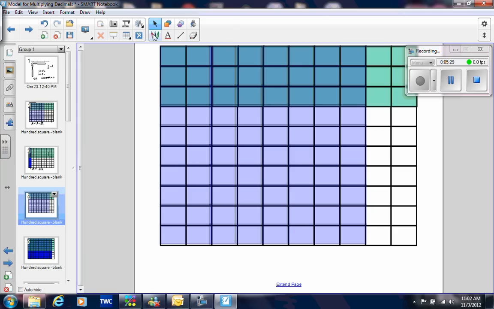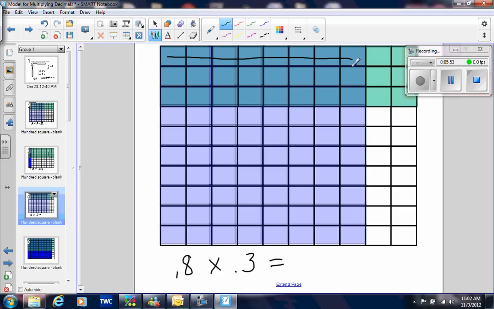1, 2, 3, 4, 5, 6, 7, 8 tenths multiplied by 1, 2, 3 tenths is equal to 8 across this top row. That's 8. There's 16. There's 24. 24 hundredths. And those are hundredths because it's each one of these little squares.